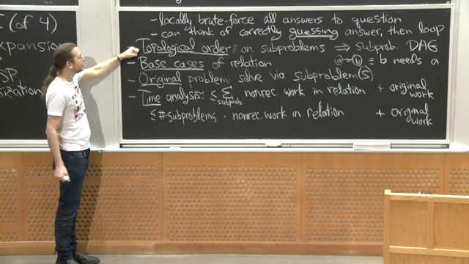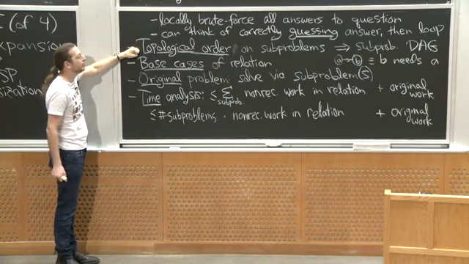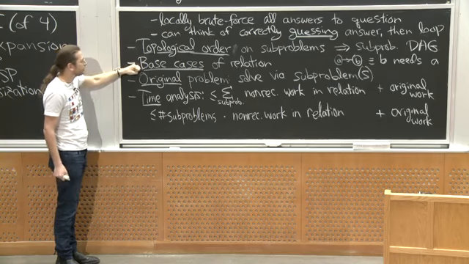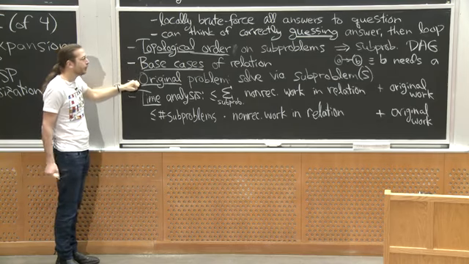OK, then we need to make sure this relation is acyclic. We get a subproblem DAG. And I like to specify an explicit topological order to make that clear. We have base cases for the relation. We have to solve the original problem in terms of these subproblems.